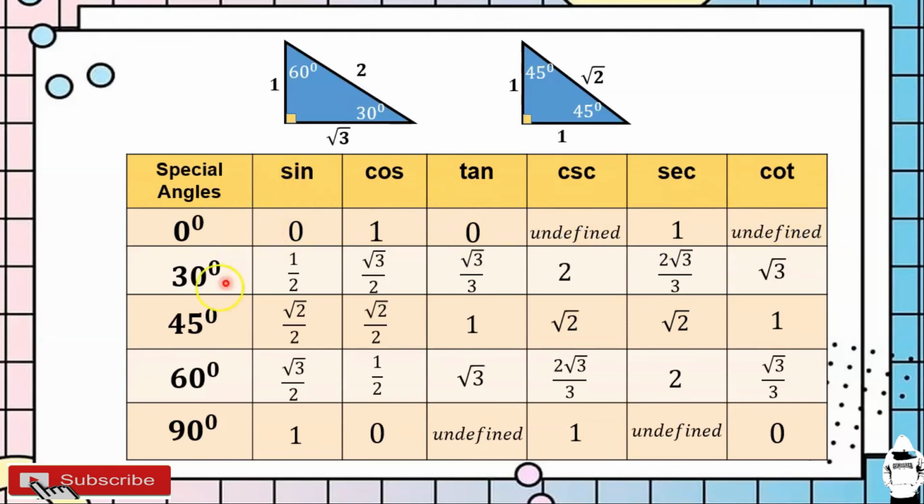Next, sine 30 degrees, that is 1/2. So, tama yung sagot po natin kanina ng sine 30 degrees ay 1/2. Cosine 30 degrees, that is square root of 3/2. Tangent ng 30 degrees, that is square root of 3/3. Cosecant ng 30 degrees, that is 2.